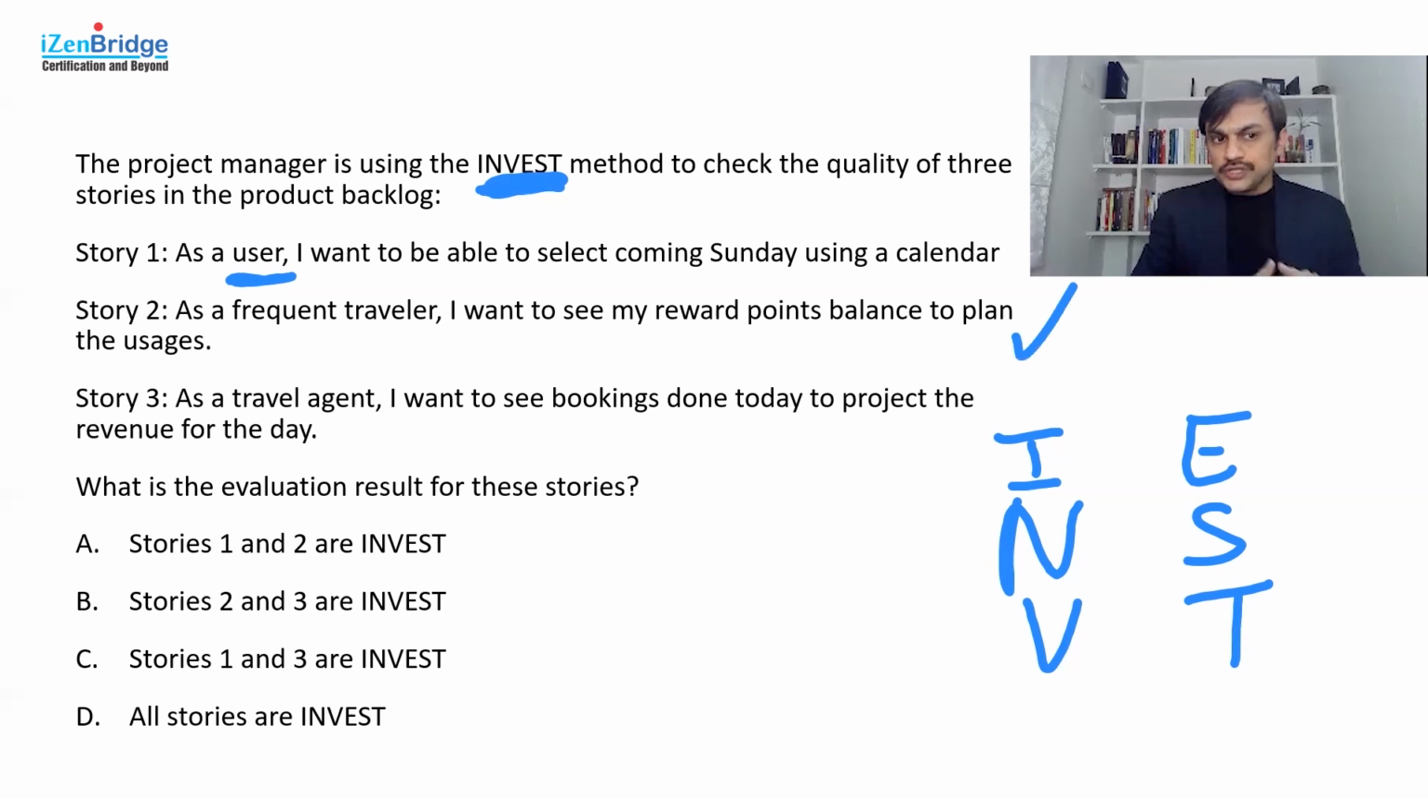And similarly, story 3, as a travel agent, so there is a clarity on the user. I want to see bookings done today. So there is a clear understanding of the bookings done. It could be like a report to project the revenue for the day. I want to understand what has happened, and I can calculate the money I'm going to get at the end of the day. So to me, story 2 and story 3 are looking good.